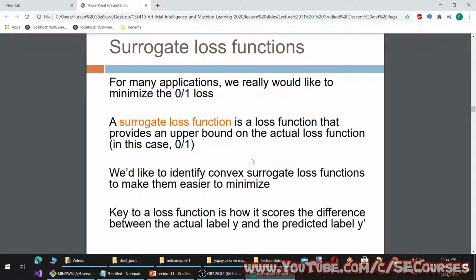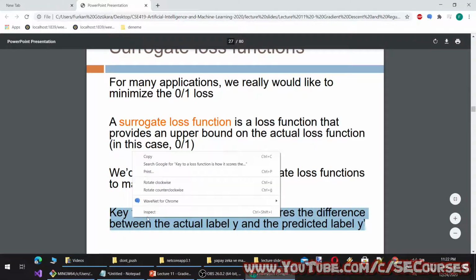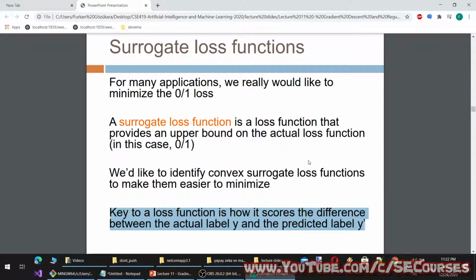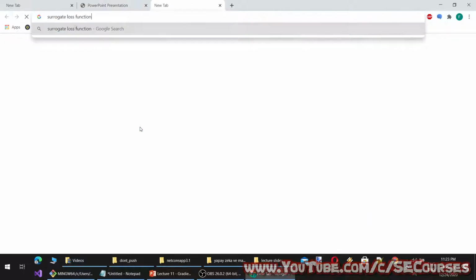Key to a loss function is how it scores the difference between the actual label y and the predicted label y-hat. Okay, so this is important. Let's repeat: key to a loss function is how it scores the difference between the actual label y and the predicted label y-hat. So our aim is predicting the label correctly with minimal difference. How we calculate the difference makes an impact. Okay, so let's look for a surrogate loss function.